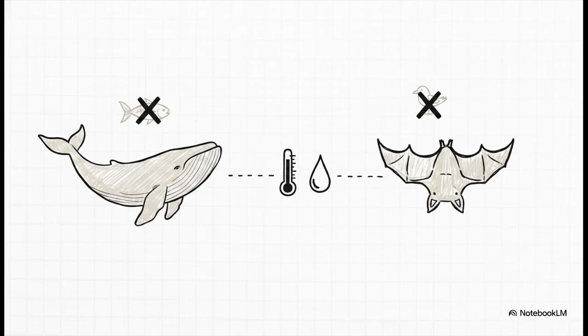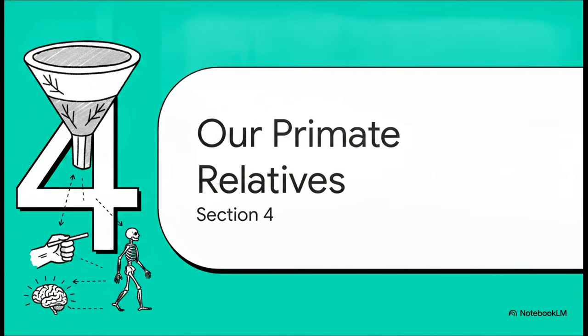Even though they look completely different and live in the sky or the ocean, bats and whales give birth to live young, they are warm-blooded, they have hair at some point, and they feed their babies milk. It just proves a massive rule in biology. Habitat and environment alone do not define classification. Internal biology does.